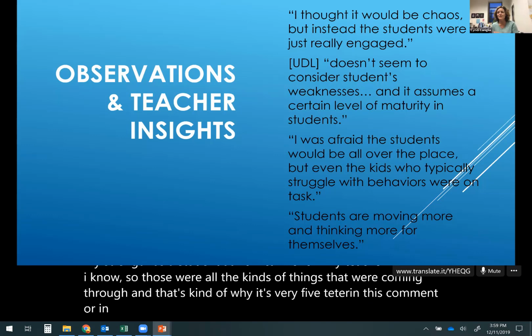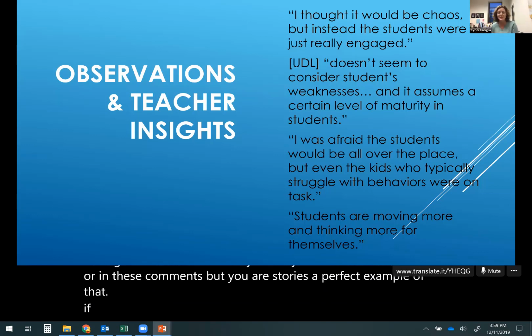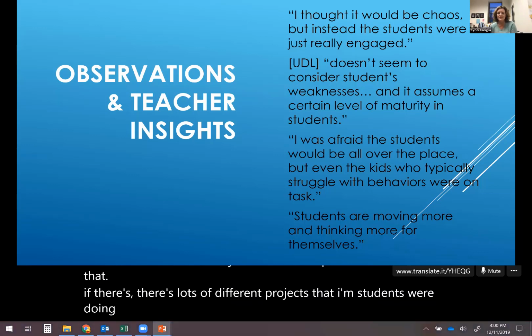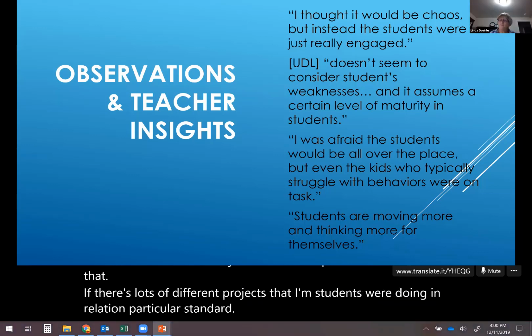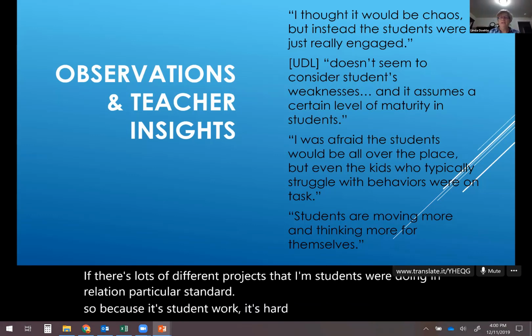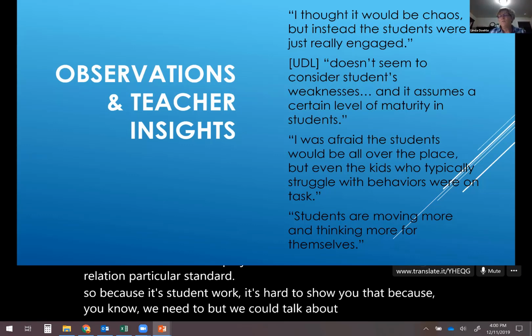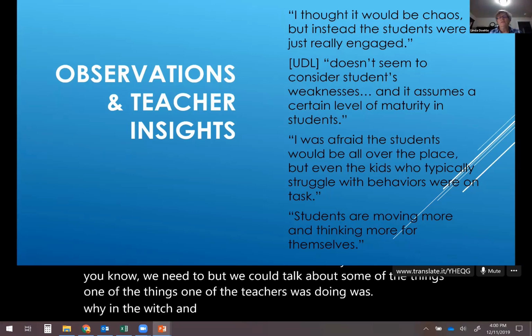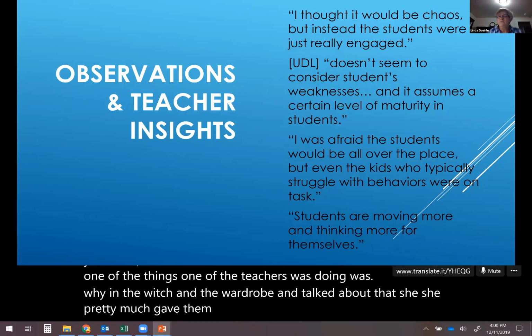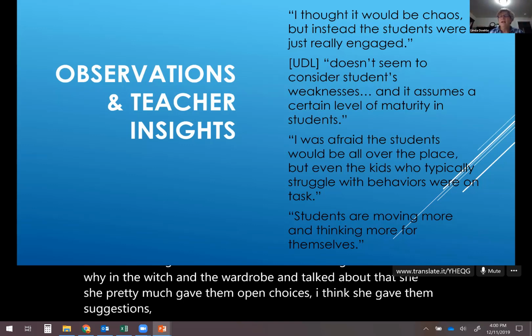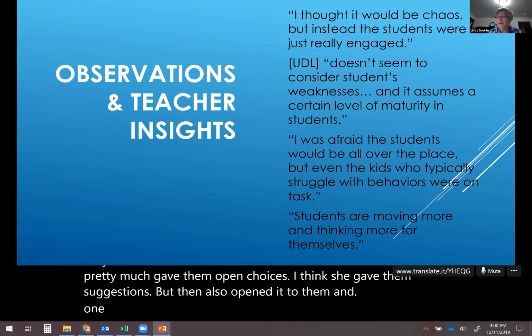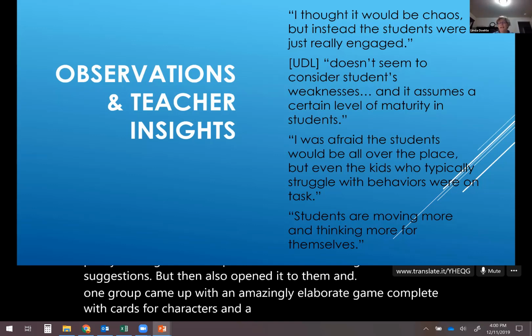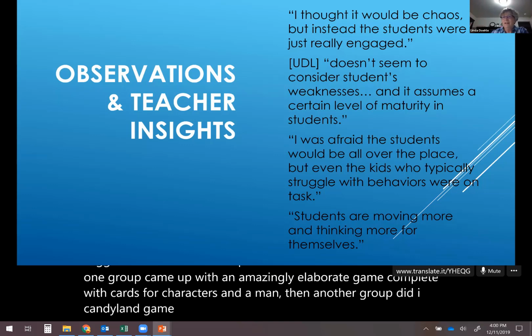But your story is a perfect example of that, because there were lots of different projects that students were doing in relation to particular standards. Because it's student work, it's hard to show you that, but we could talk about some of the things. One of the teachers was doing The Lion, the Witch, and the Wardrobe, and she pretty much gave them open choices. I think she gave them suggestions, but then also opened it to them. And one group came up with an amazingly elaborate game, complete with cards for characters, and then another group did a Candyland style game.